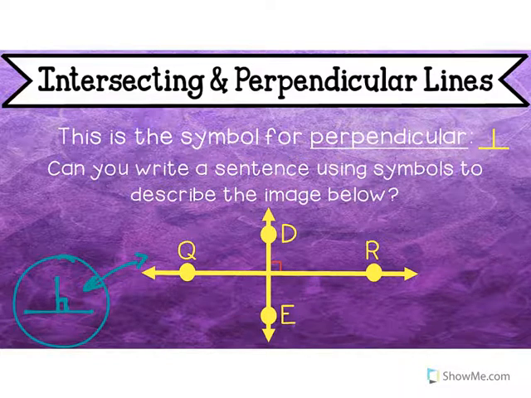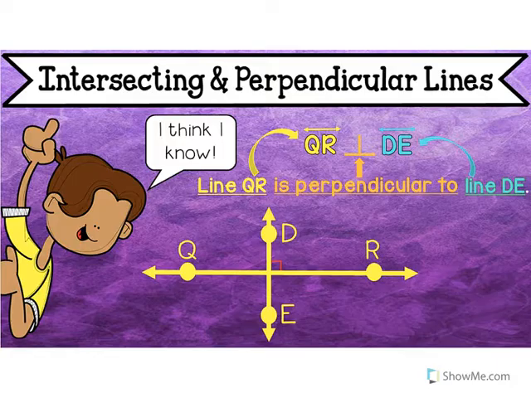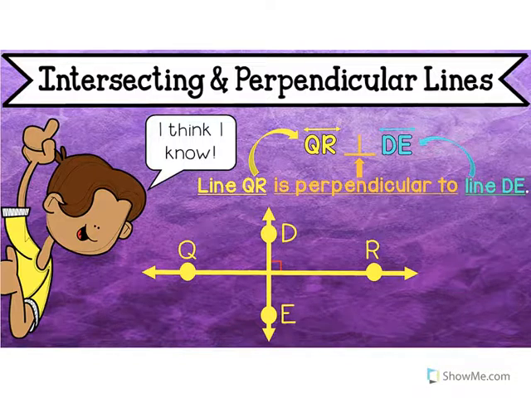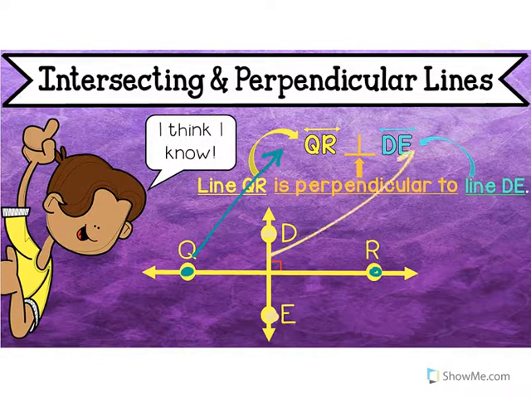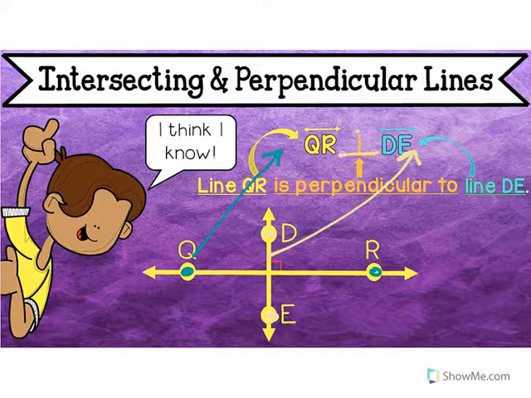So you can see that I have these perpendicular lines right here. Whoa, went too far. So the way I'd write it is I have the line Q, you can see Q, R, and I have D, E, and I'd write that they're perpendicular to each other just like that. So let's try one over here.